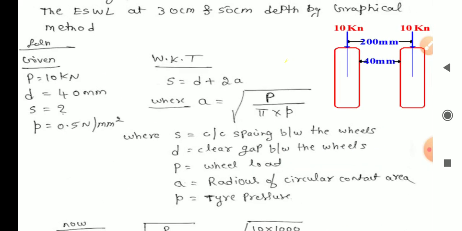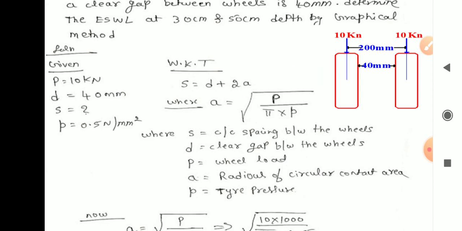Okay, next, P is given, D is given 40 mm, S is not given, we have to calculate it using the formula S is equal to D plus 2A. But here A, how to calculate A: A is equal to the square root of wheel load divided by pi into tire pressure, this is very important. P divided by pi into small p. P means capital P, the wheel load. S is equal to center spacing between the wheels, D is equal to clear gap between the wheels, capital P is equal to wheel load, A is equal to radius of contact area, and small p is equal to tire pressure. That is given: 0.5 Newton per mm square.